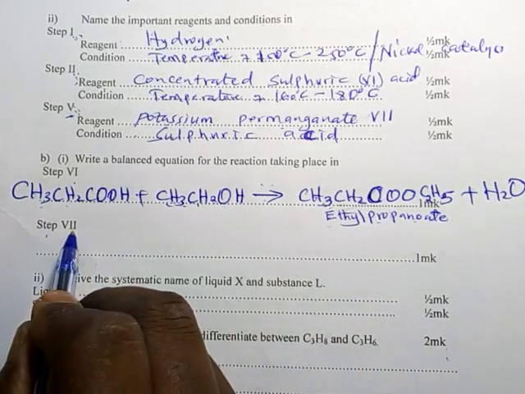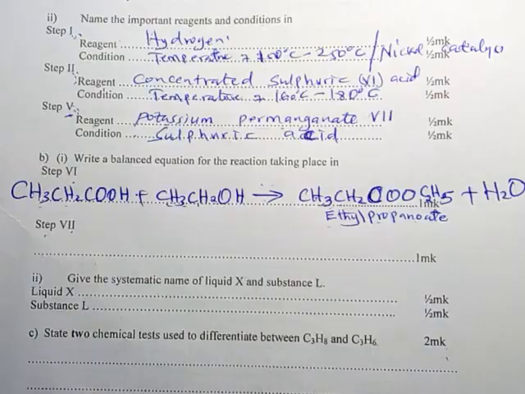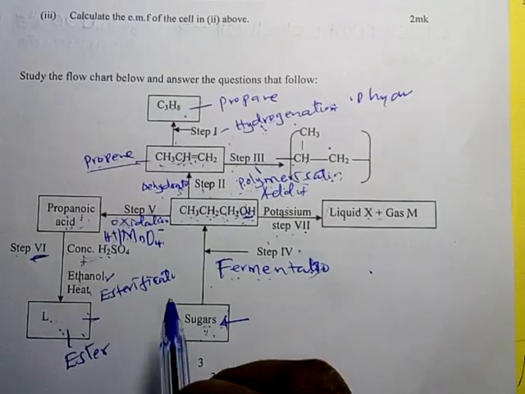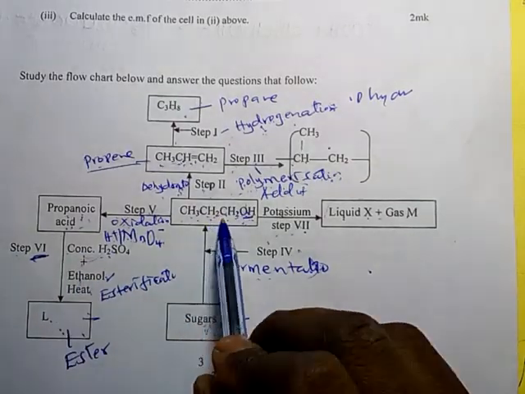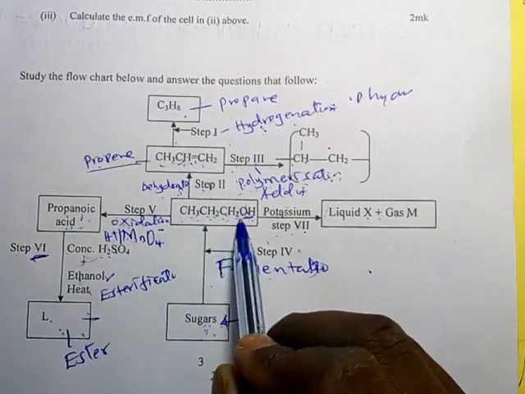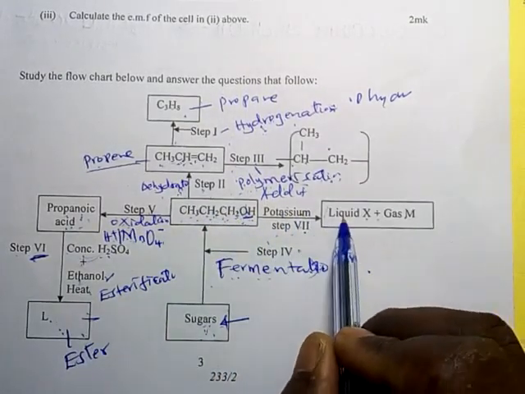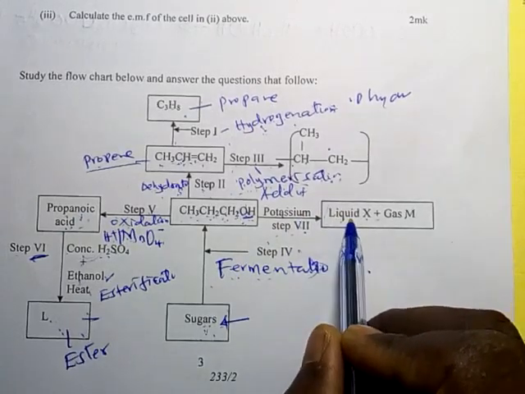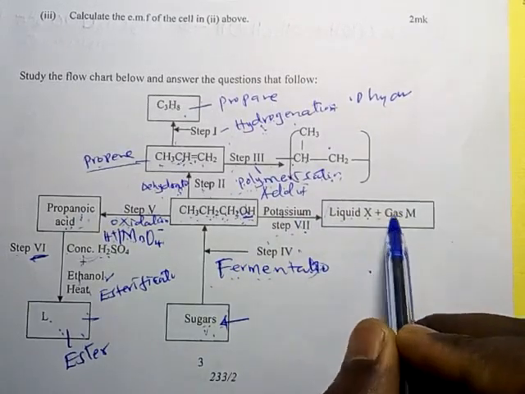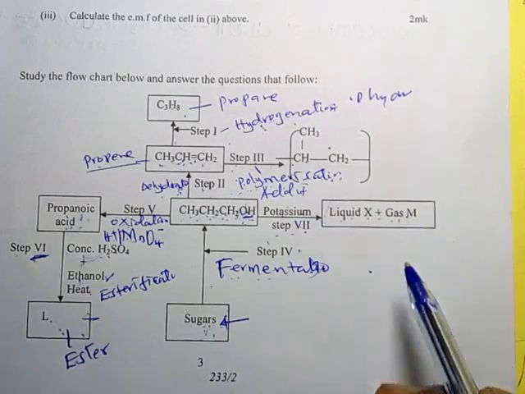Step 7, the reaction in step 7, is where propanol is reacting with potassium to form the organic salt, plus hydrogen gas. Gas M is hydrogen.